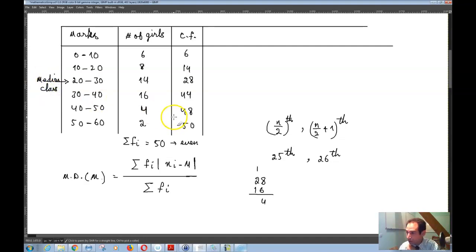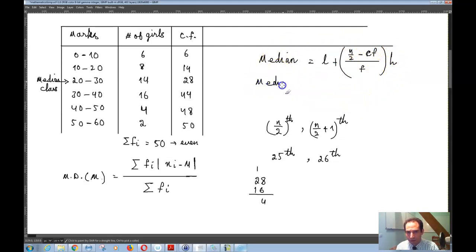Now we had a formula to calculate the median based on the median class, and the formula was basically we said that the median is equal to L plus N divided by 2 minus CF divided by F times H. So what that means is that your median is equal to L, the lower limit of the median class, 20.